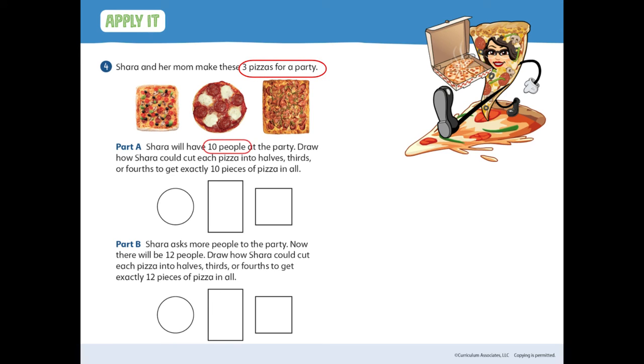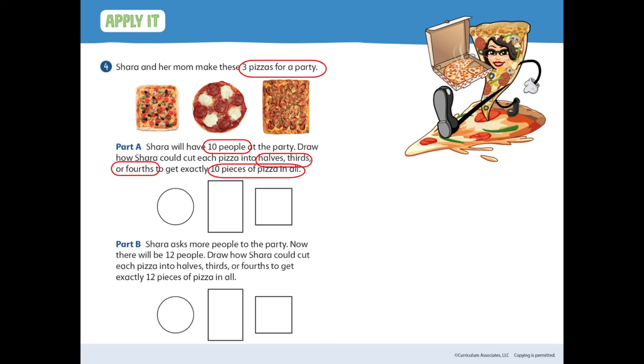So there's 3 pizzas, there's 10 people. You can cut them into halves, thirds, or fourths. So you can choose which way you want to partition the pizza. But look at the last sentence. To get exactly 10 pieces of pizza in all. So you need to make sure that when you partition these shapes, you get 10 pieces of pizza. So you can choose to cut them in halves, thirds, or fourths.